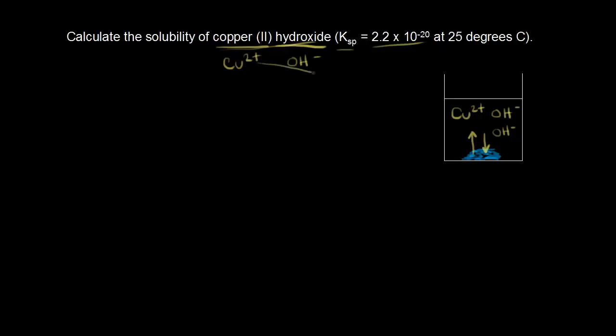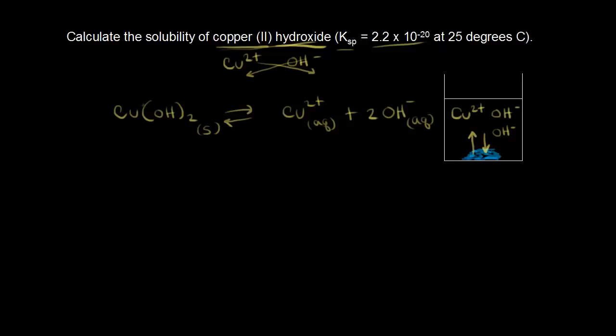We could use this simple little trick of crossing over your charges to figure out the chemical formula is Cu(OH)2, right? So that's our solid. And we also have our ions, Cu2+ in solution, and hydroxide ions in solution, OH minus. We need to balance this, so we need a 2 in front of the hydroxide ions, and everything else would get a 1. Alright, so let's set up an ICE table.